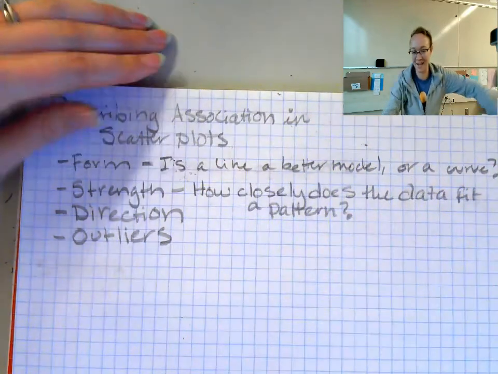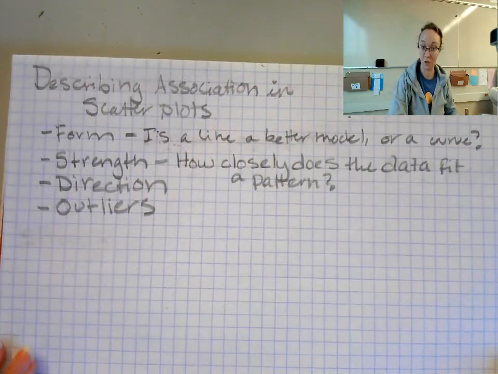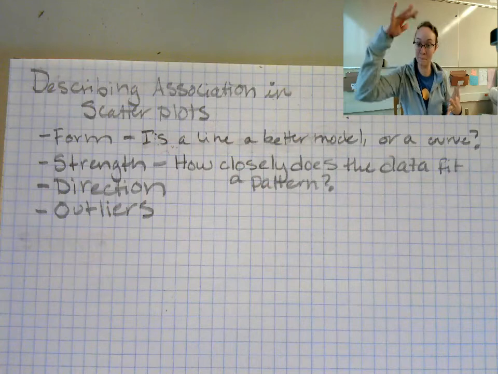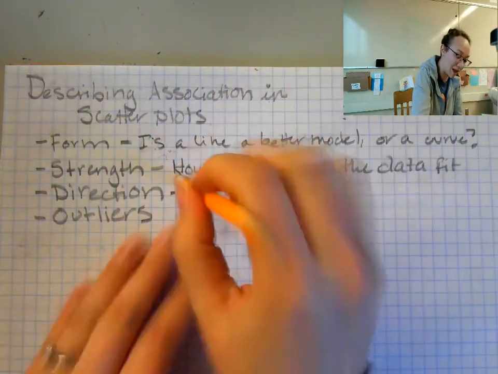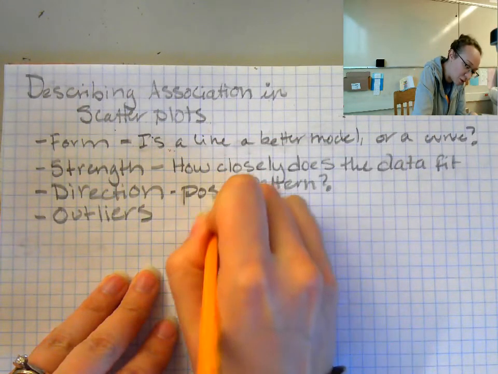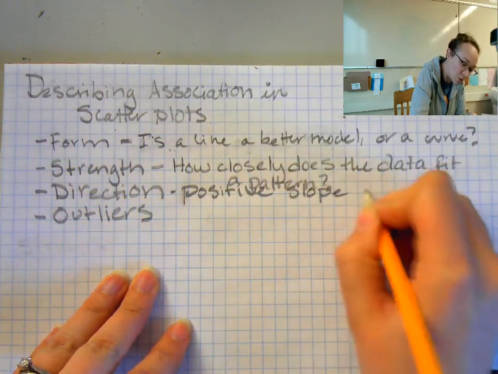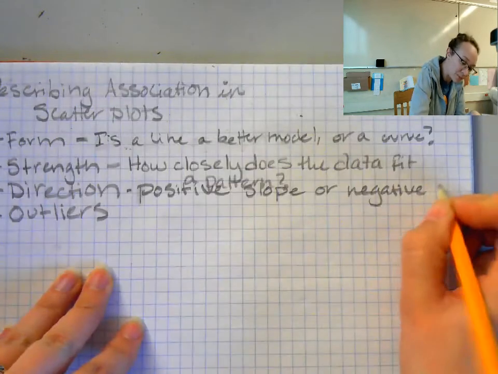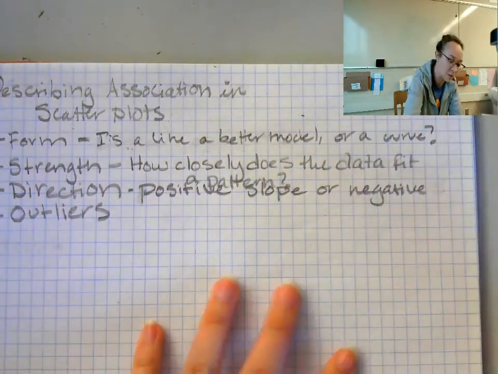And a line is going to be your default if it's not obviously curved. Okay, now direction. That just is like slope. Is it going up or is it going down? Is the trend up or down? We say that in terms of positive slope or negative slope. Now I use the word slope even though this could be a curve, right, where slope doesn't really exist.